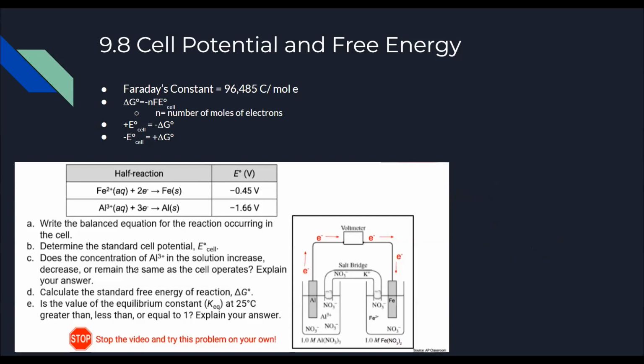So the last one is: is the value of the equilibrium constant K at 25 degrees Celsius greater than, less than, or equal to 1? So the equilibrium constant would be greater than 1. Oh, I forgot to put a negative. I'm not sure. So it'll be greater than 1 as delta G is negative. As delta G is negative, it indicates that the reaction is favored to the products, so that K is larger than 1. So yeah, that's 9.8.